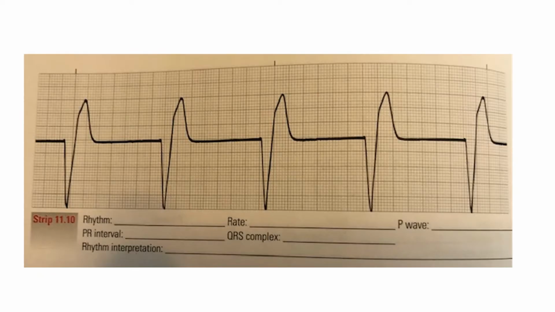In this rhythm, it is 11.10. It is regular. Your heart rate is 40. Your P waves are non-existent, so therefore we cannot do a PR interval. Your QRS is 0.16. So this rhythm interpretation, now again, your QRS is wide, so we know the origin of where this rhythm started, it would be in the ventricles. So that's part of the interpretation.